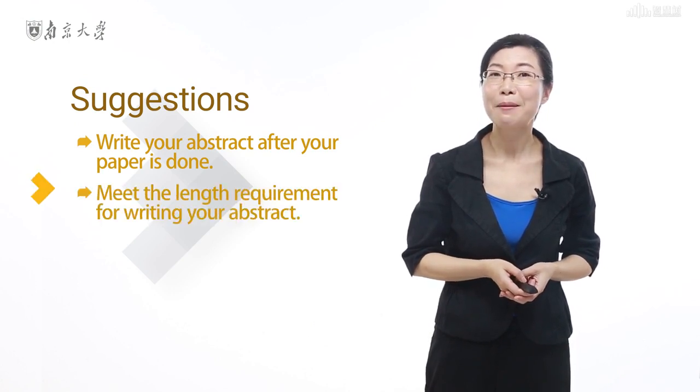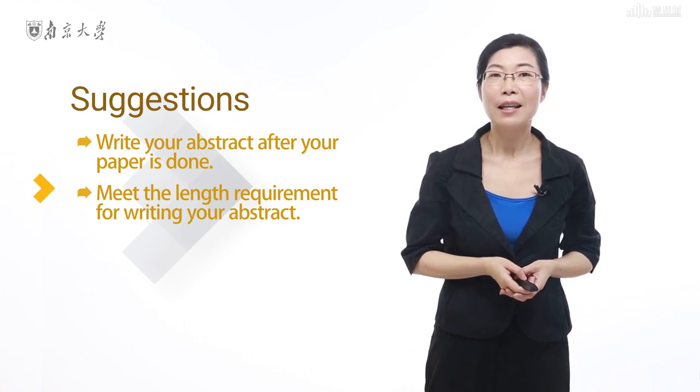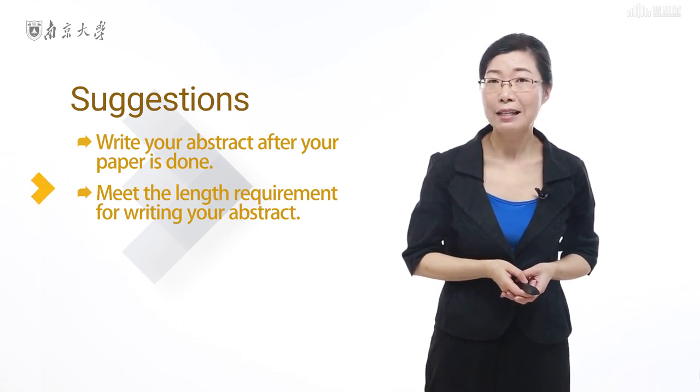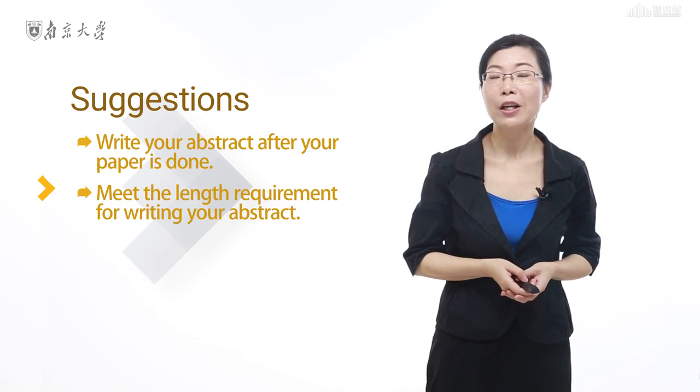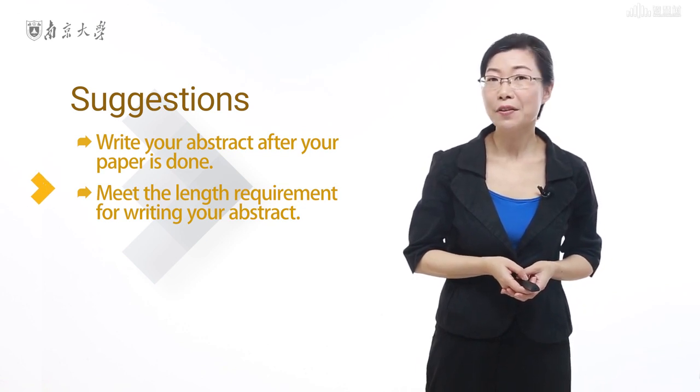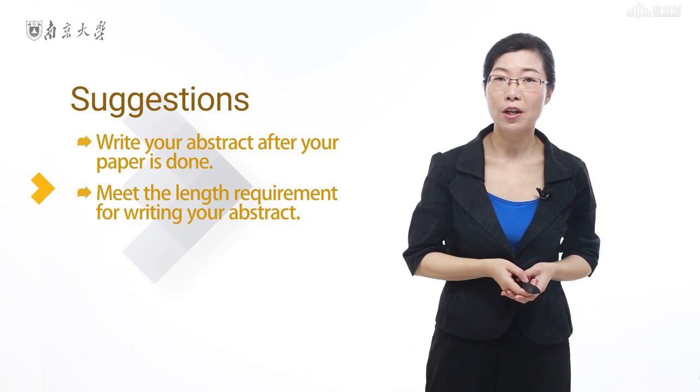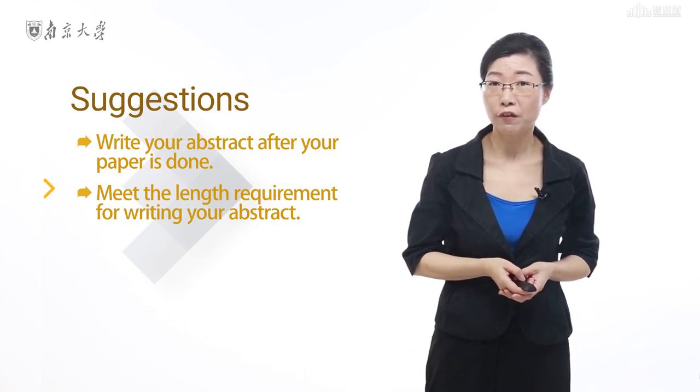Suggestion 2. Meet the length requirement for writing your abstract. The abstract you're writing often has a specific length requirement, whether you're writing for submission in a class or publication in a journal. The 6th edition APA manual suggests that an abstract should be between 150 and 250 words.